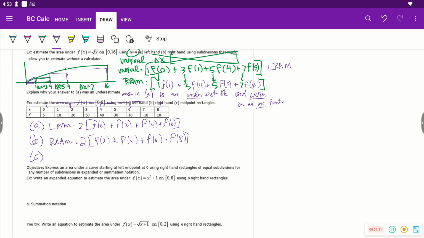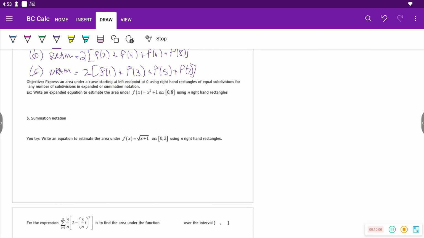And MRAM. Okay, the midpoint of each is 1, 3, 5, and 7. Okay, and then you get your answer, and that's good. But what I want to see is where did you come from, kind of thing.